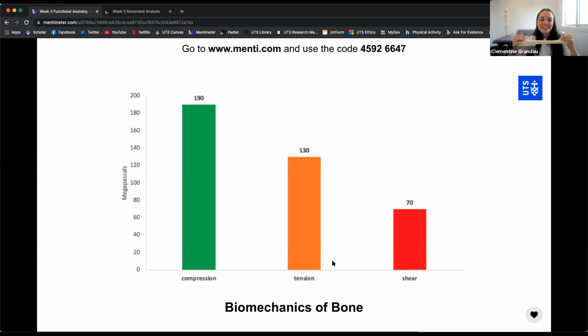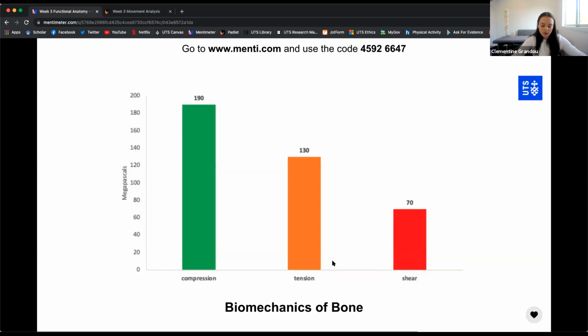All right, tension. So tension is 130 megapascals. So if I wanted to break this bone, I'd have a better chance of being able to pull it apart than I would if I tried to push it together. And then our bones can only withstand 70 megapascals within these shear forces. So if you wanted to break a bone for some reason, your best bet would be doing it under some sort of a shear load.